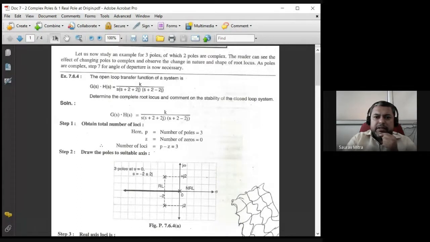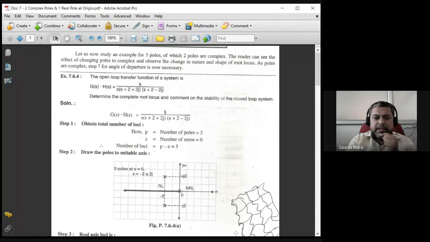Angle of arrival appears when there is a complex zero. Whenever there is a complex zero, at that time the root locus comes back to the complex zero, and in that case it comes with a certain angle. That angle is called the angle of arrival. And whenever there is a complex pole, the departure angle appears. In this case I have given you a numerical. You should start with this numerical: GSH is given by k divided by s into (s plus 2 plus 2j) into (s plus 2 minus 2j). These are the poles, minus 2 plus 2j and minus 2 minus 2j.